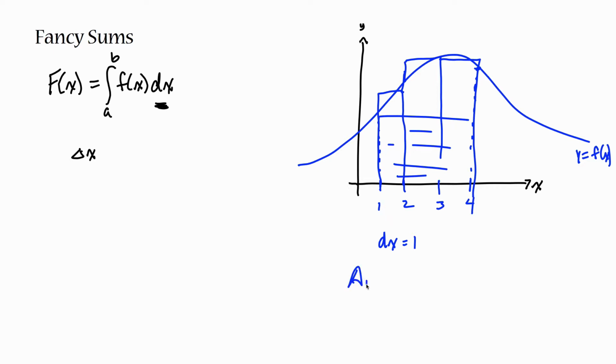So my area here would be my sum from x is 1 to 4, or I guess 2 and 4 I should say, because we're using these values, 2 and 3 and 4, to make our rectangles, of the value of the function at x times dx, the change in x. And you can imagine if you make the interval smaller, then you'll get more rectangles.